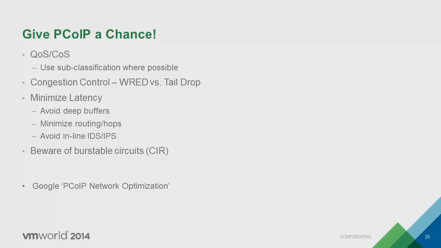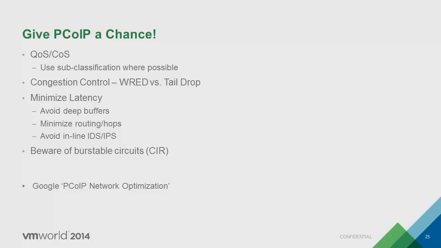But certainly work with your network teams, understand what priority levels you already have, and make sure that PCoIP gets a high-level priority but won't interfere with anything more critical than what you think PCoIP should be. Congestion control is something that we see quite often.